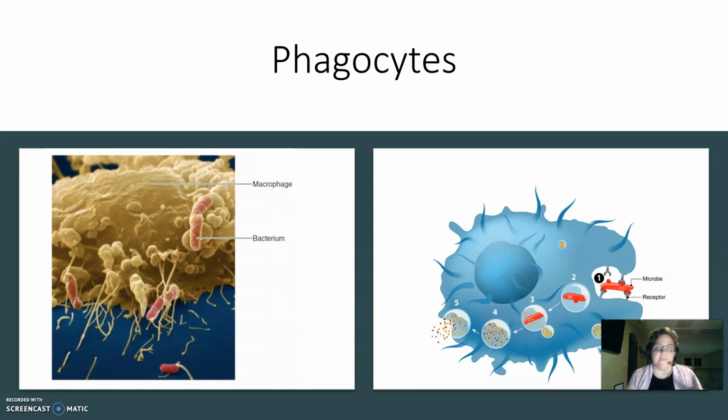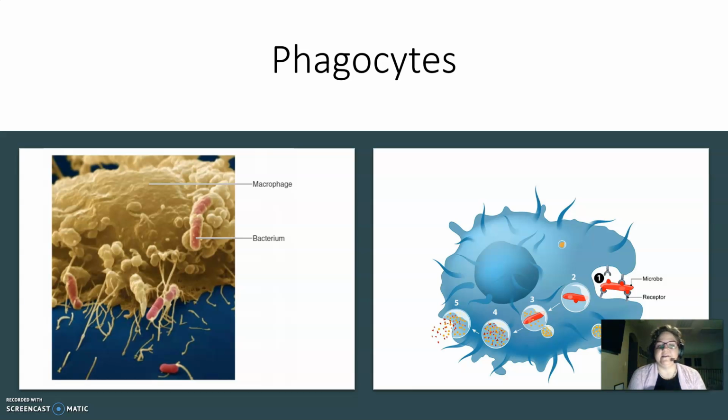All right, so what are phagocytes? Phagocyte is a blanket definition for a cell that can perform phagocytosis. Phagocytosis is when a cell ingests and digests foreign particles, which can be microbes or dead or dying cells, and breaks them down into their building blocks. So phagocytes are white blood cells or white blood cell derivatives. We're going to be talking about the immune response.